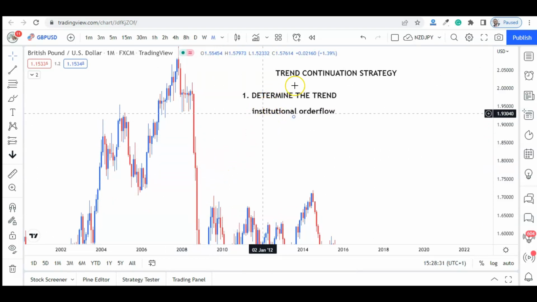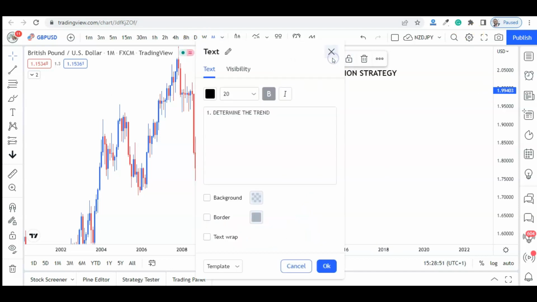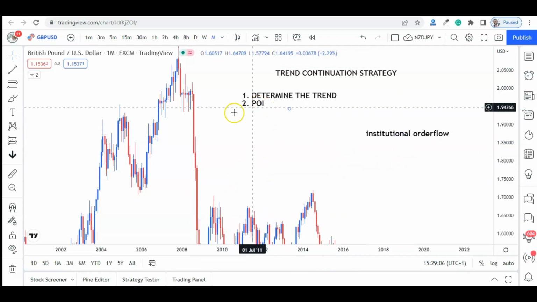Your first thing is to determine the trend, and then the second is for you to identify the areas where you are to buy or sell, which is called point of interest. Now the second one is what? Point of interest. This is very important. So these are the two things you'll be doing: identify the trend and identify the point of interest.